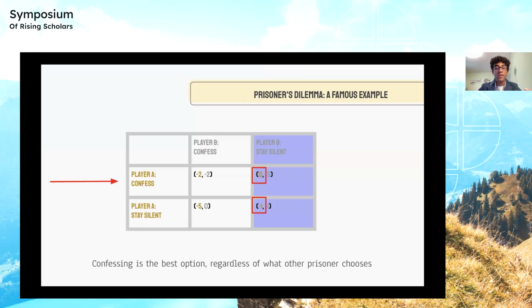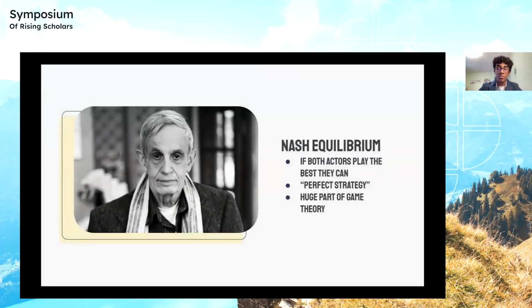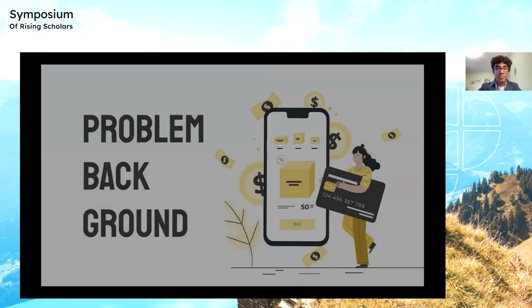So in this situation, confessing is the best option regardless of what the other prisoner chooses, and the same is true for prisoner B. What this is called is a Nash equilibrium. If both actors play the best that they can, knowing what the other actor wants to do or prefers, then they're reaching the Nash equilibrium. The Nash equilibrium of the model that I just showed is when both actors confess and they both get 2 years in jail. This is a huge part of game theory, and it'll be a really integral part of my presentation as I continue.